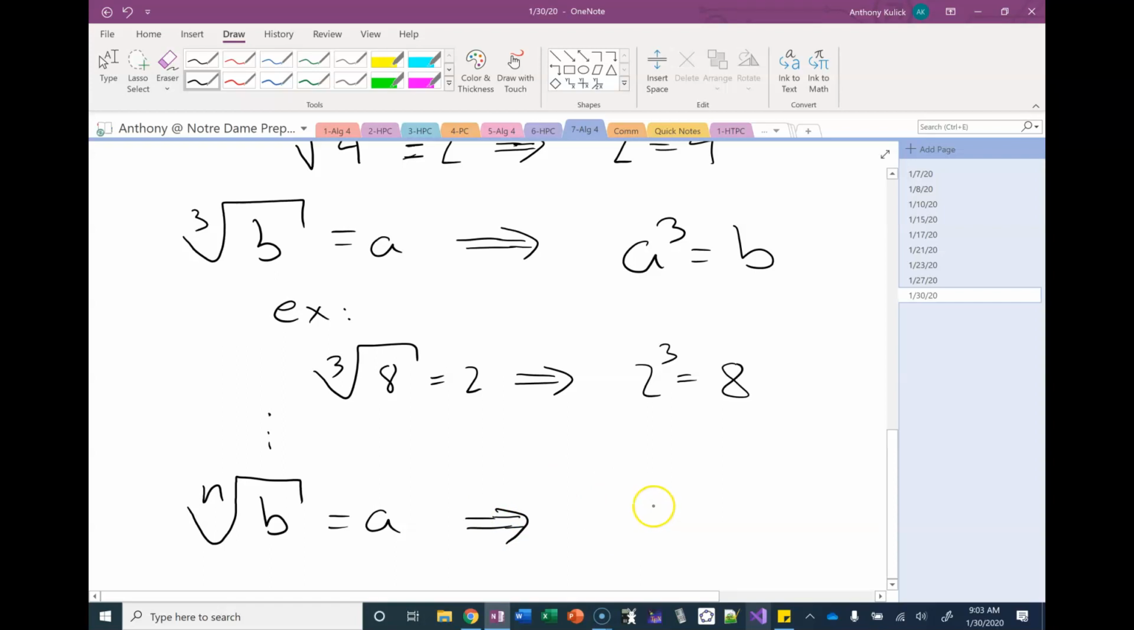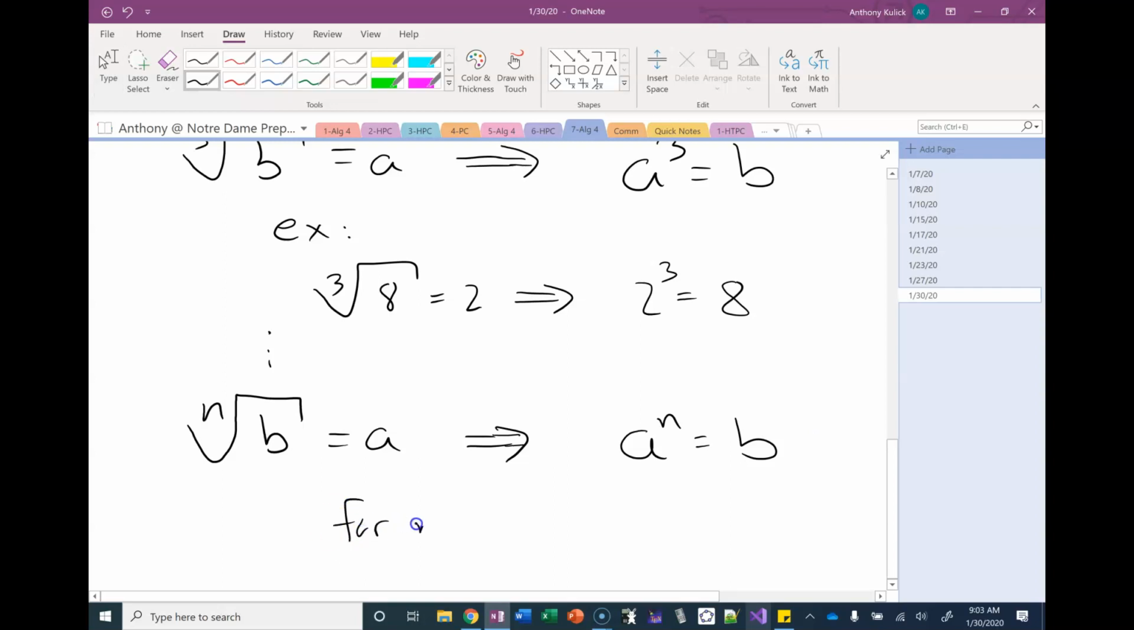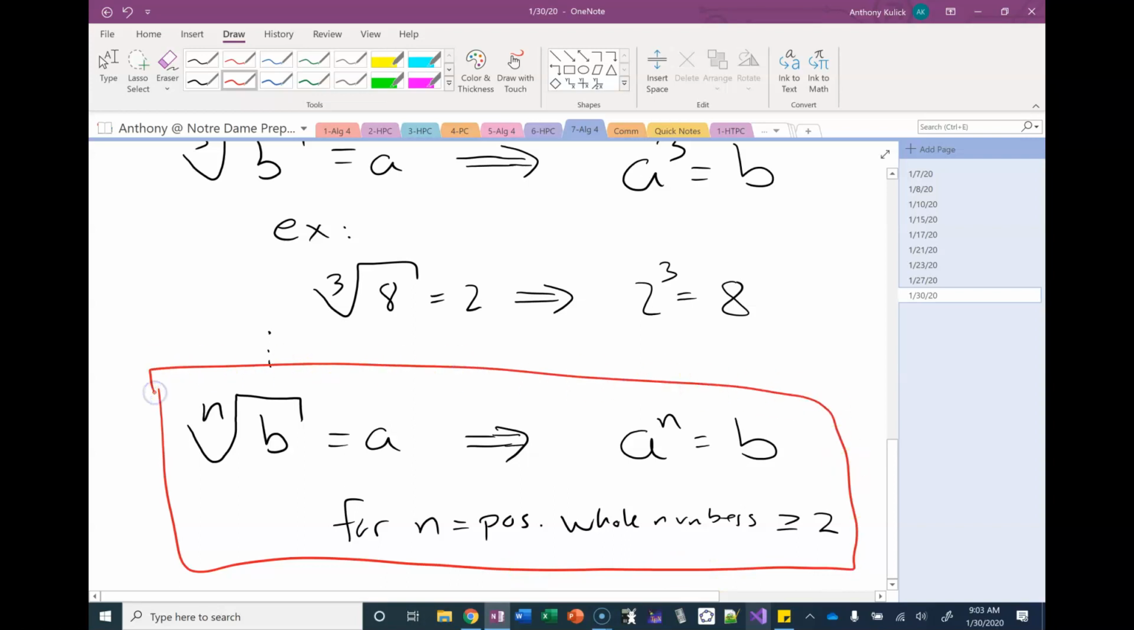So what does the nth root of b equal to a imply? A to the n is equal to b. Very good. And again, for n's equal to positive whole numbers greater than or equal to 2. So this is our general definition.